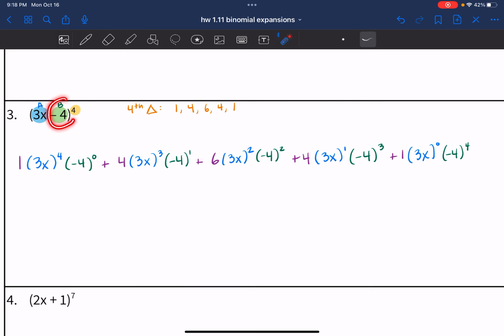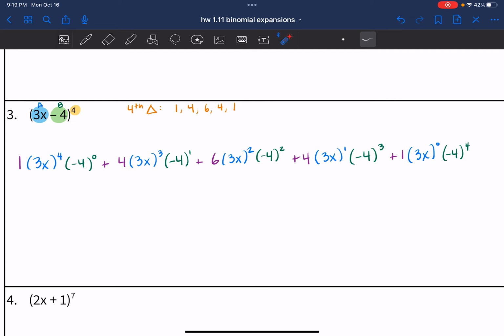And then in green, I wrote our b term, the -4. We start at 0, so -4 to the 0, and then each time we go up by 1. So 1 power, 2 power, 3 power, 4th power. So we have everything all written out. So now the hard part, now the simplifying.